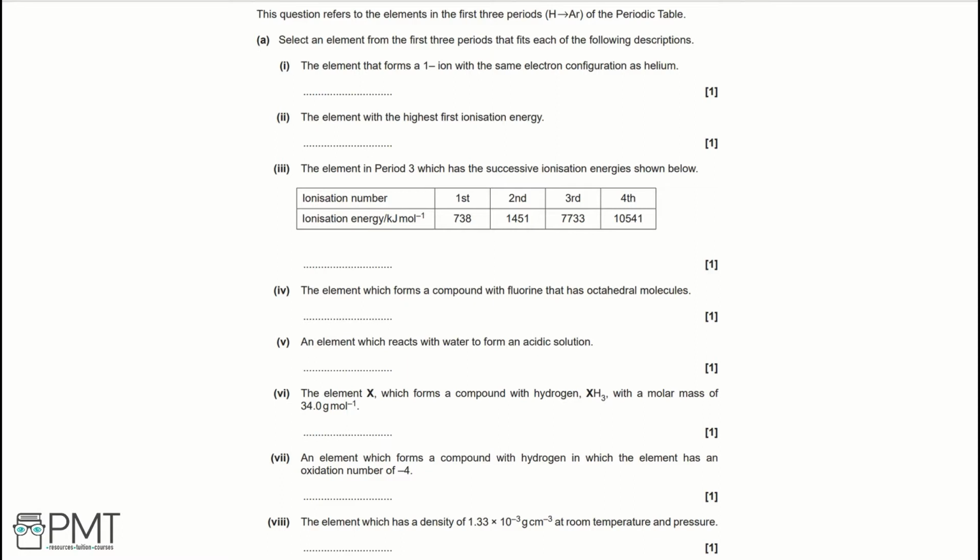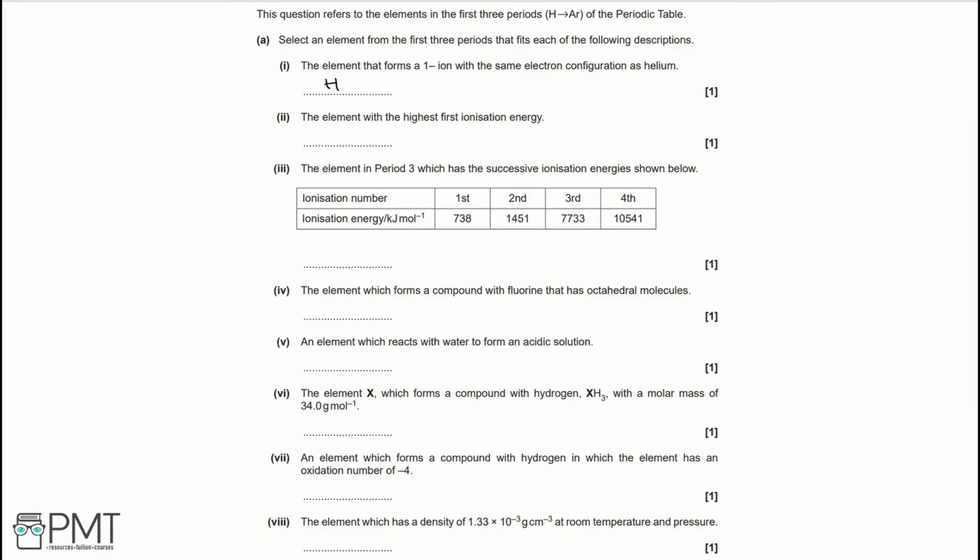Having a 1- ion means that it has gained an electron, and so we need to take a step back from helium on the periodic table. Taking a step back from helium on the periodic table would give us hydrogen. So the answer to part 1 is hydrogen, which would give us the mark for part 1.